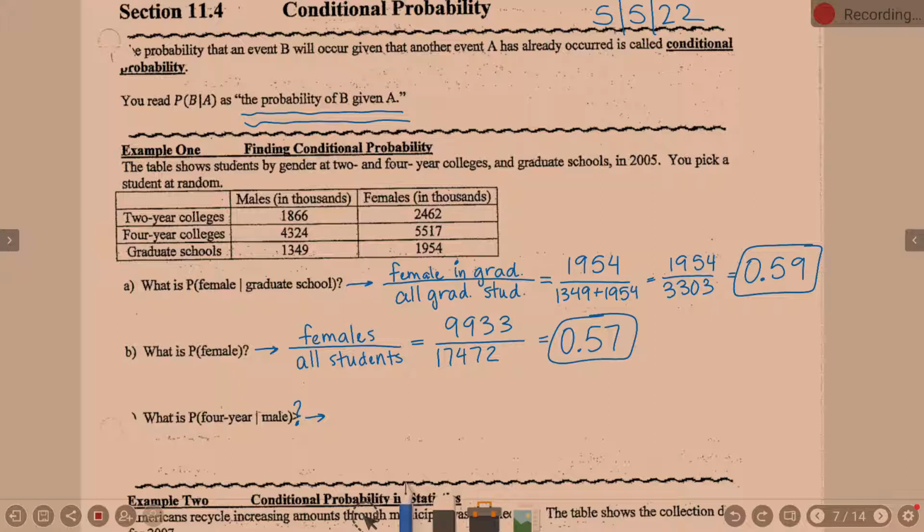So on top, we're going to be specifically looking at 4-year males. Over, what's going to go on bottom? All males. Because the condition is that the student was a male. So we're only looking at males. Does that help? Yeah, that makes more sense now. And the best way for me to explain this is we've just got to look at examples here.